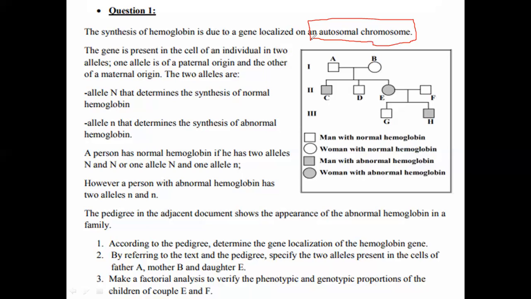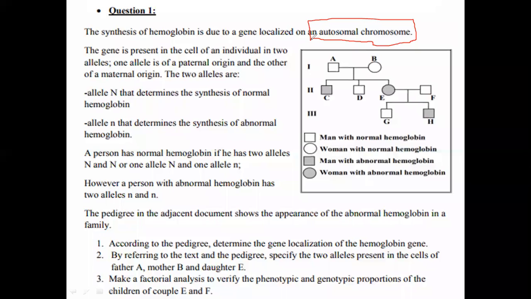I say, for example, the synthesis of hemoglobin is due to a gene localized on chromosome number 10, let's say. And then I continue. But is chromosome number 10 a sex chromosome? No, it's an autosome. So the gene is autosomal. So from here, you can determine that the gene is autosomal, and you can discuss it. You have to read the text very well. Read the text carefully because mostly the answer or the hints will be in the text. Okay? So here, autosomal chromosome, so it's located on an autosome.